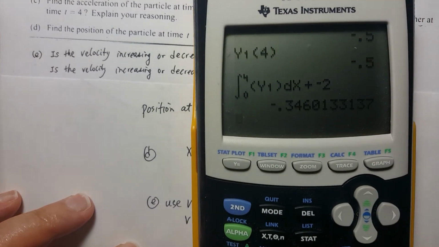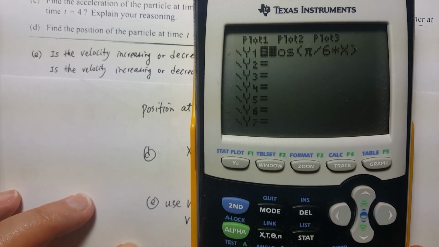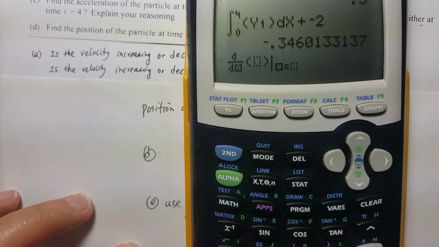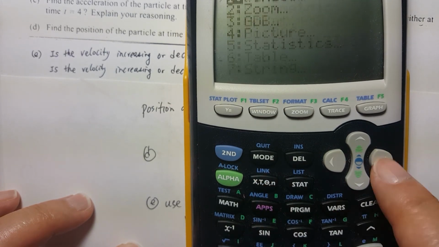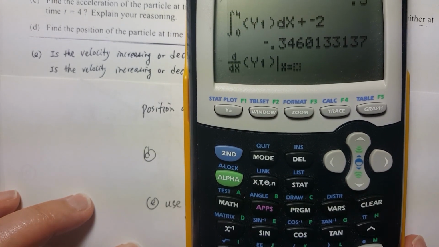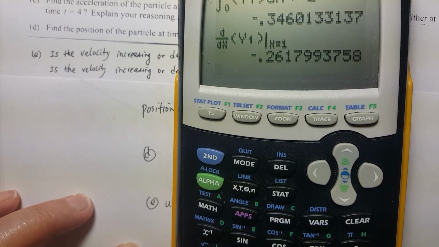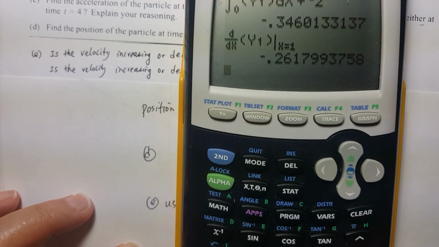We already have the function v over here. So now what I'm going to do is math 8. I am going to find the derivative of the function at 1. So I got negative 0.262.